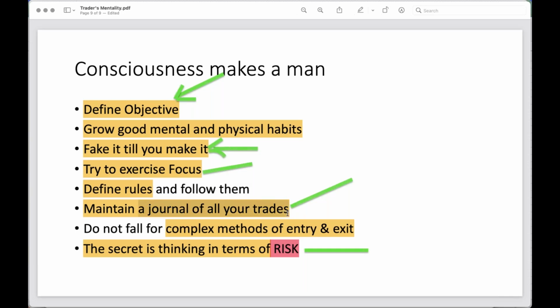I don't live in Mumbai, but you've noticed I take a lot of examples from Mumbai because my entire career belongs to that city. Whoever I am today, the entire credit goes to that city. Though I don't live there anymore, I live in Kolkata right now. Maintain a journal for all your trades. This Excel sheet will help you. Do not fall for complex methods. Simple things are fine. Well-defined, simple approaches are completely fine. And think in terms of risk. That's it. Think in terms of risk.